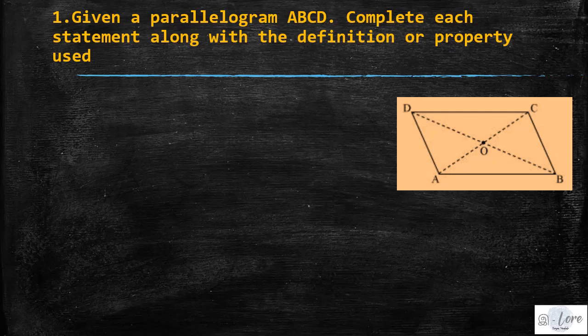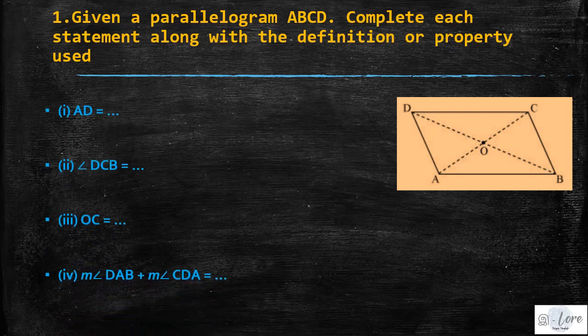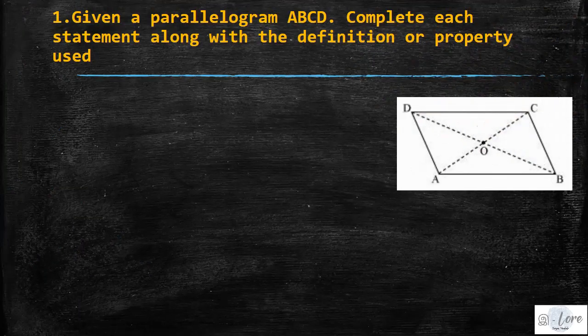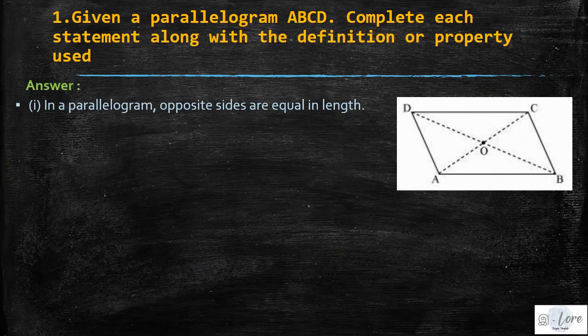The question is something they are going to ask here, and we are going to solve it. AD is a side, DCB is an angle, and OC is a part of a diagonal. We are going to give the answer for the problem. Now, the first question: in a parallelogram, opposite sides are equal in length. We know that. Similarly, AD is equal to BC. Both sides are parallel and opposite also.